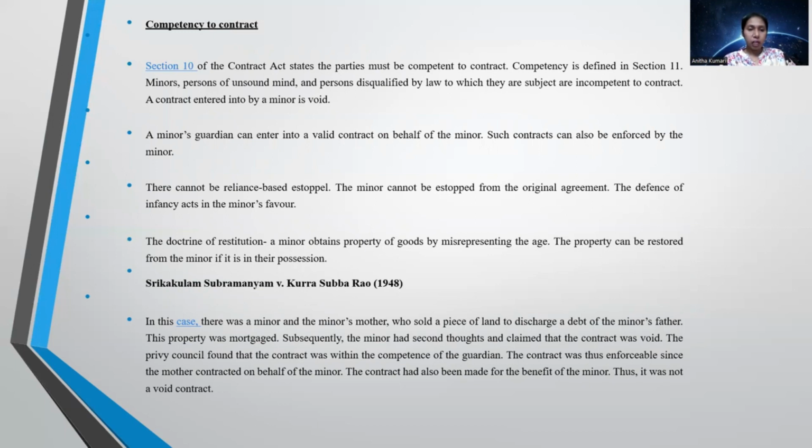Subramaniam versus Kuruma Subba Rao, 1948. In this case, there was a minor and the minor's mother who sold a piece of land to discharge a debt of the minor's father. This property was mortgaged. Subsequently, the minor had second thoughts and claimed that the contract was void. The Privy Council found that the contract was within the competency of a guardian. The contract was thus enforceable since the mother contracted on behalf of the minor. The contract had also been made for the benefit of the minor, so it was not a void contract. Okay.